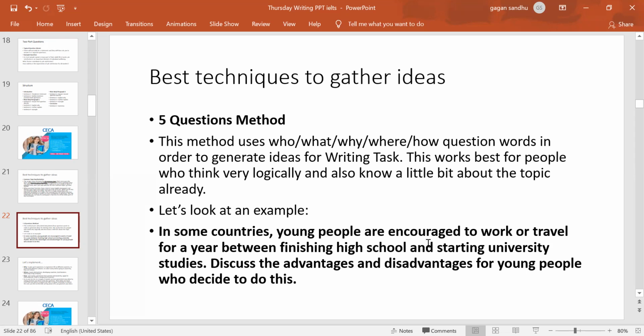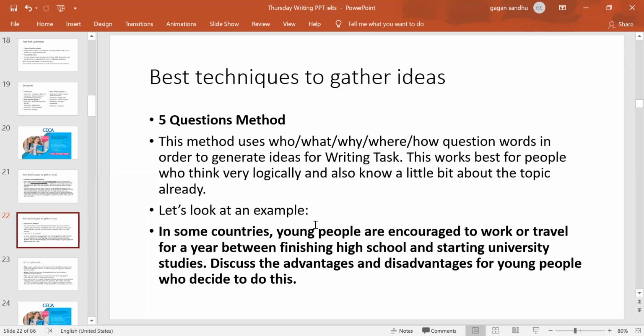In some countries, young people are encouraged to work or travel for a year between finishing high school and starting university studies, right? So it says that in some countries, young people are encouraged to take a gap year, and in that year they need to work or maybe travel. Now discuss the advantages and disadvantages for young people who decide to do this. This is asking about the merits and demerits of this situation, right?